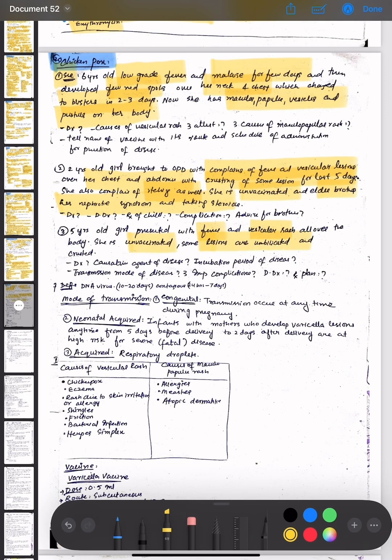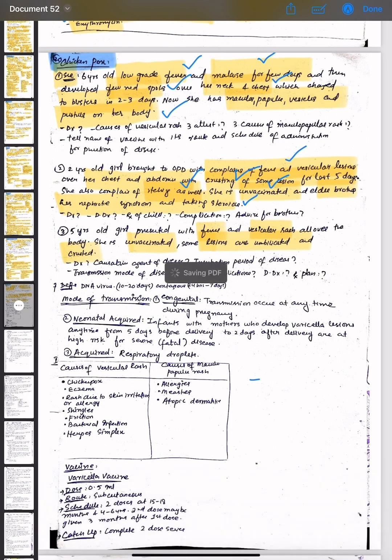Okay, so here we have some diagnostic points: fever is present, malaise is present, red spots are present on the neck and the chest, and macules, papules, vesicles, and pustules are present on her body. The same here: history of fever, crusting, not vaccinated, itching, and also a history of a brother who has nephrotic syndrome.